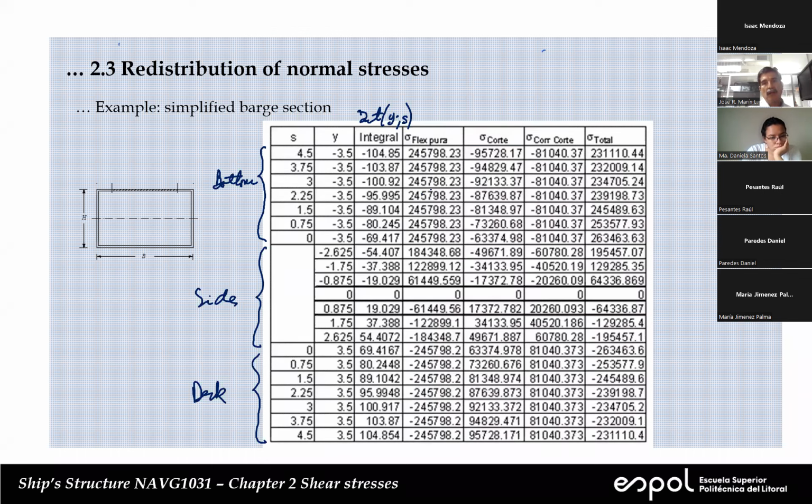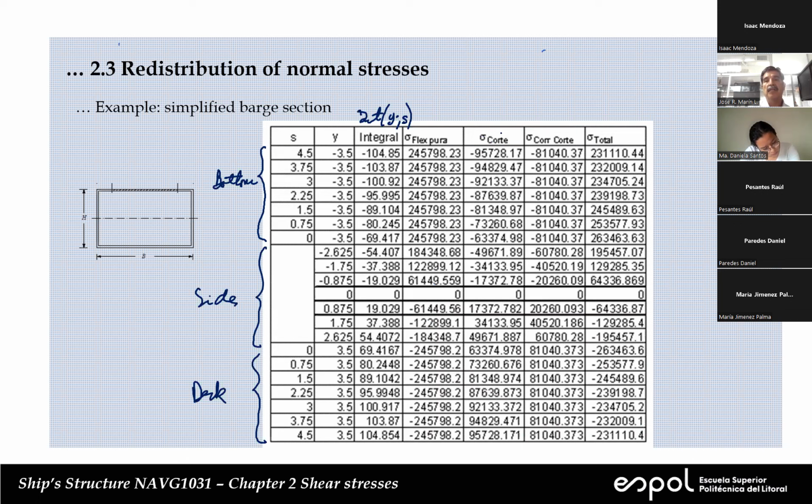Now, this is pure bending. And we said that in the bottom, we will have tension. In the deck, we will have compression. And this is because of pure bending. You see that on the deck, the normal stress is uniform. On the bottom, normal stress again is uniform. On the side, there is a linear variation.